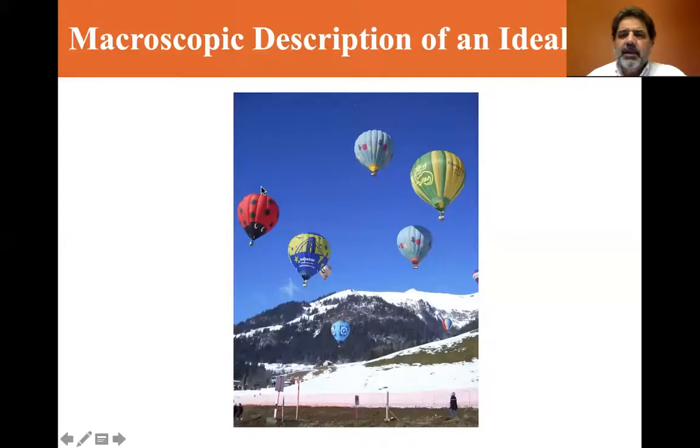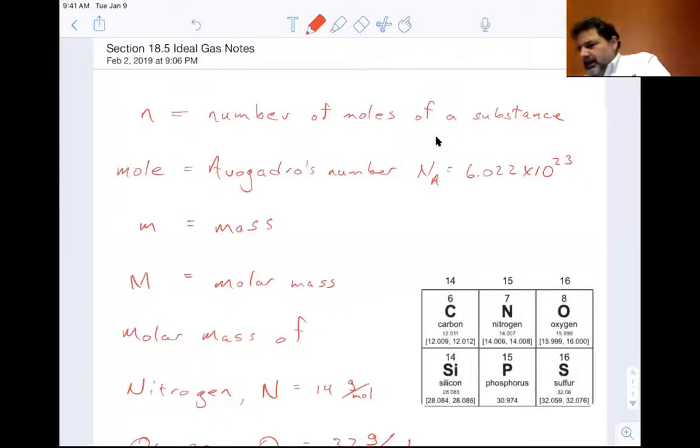Okay, we are at section 18.5. That is the macroscopic description of an ideal gas. But before we get into that, I'm going to discuss some of the parameters that we'll be using during our discussion, and we're going to switch to my iPad. And here we go.